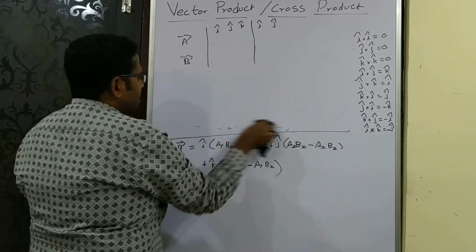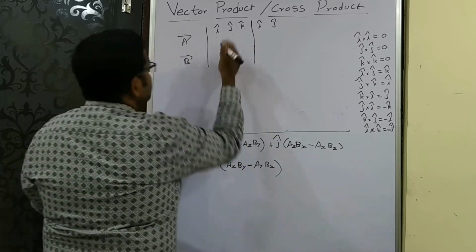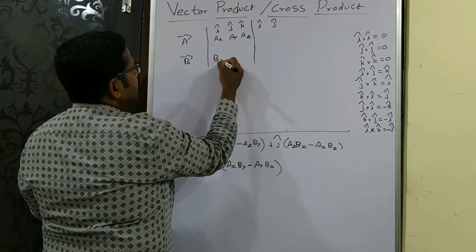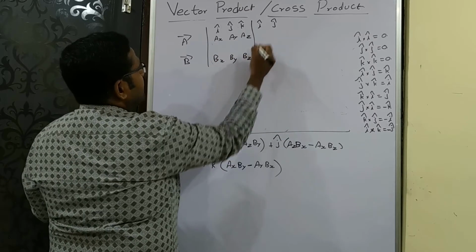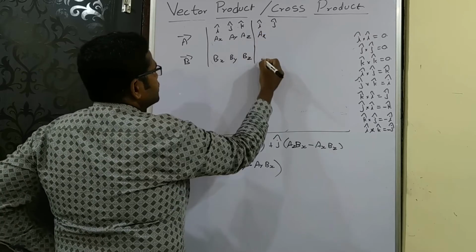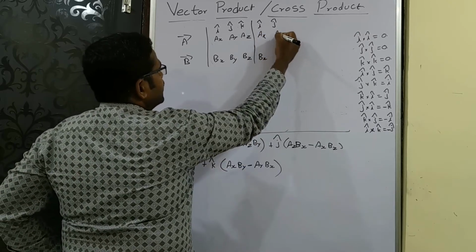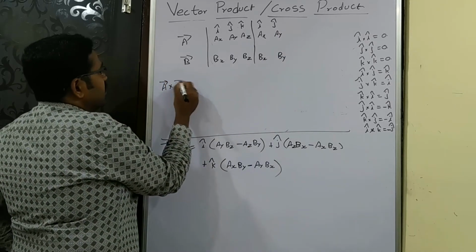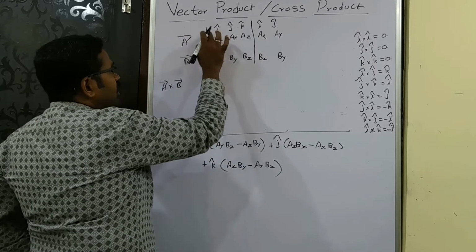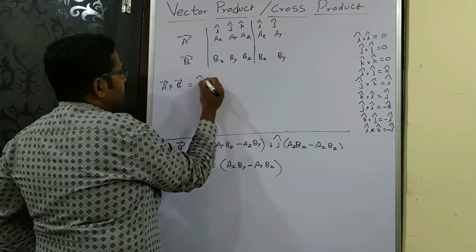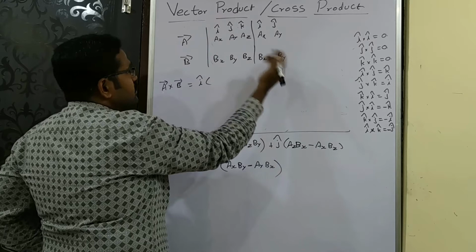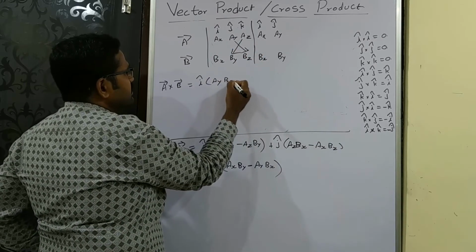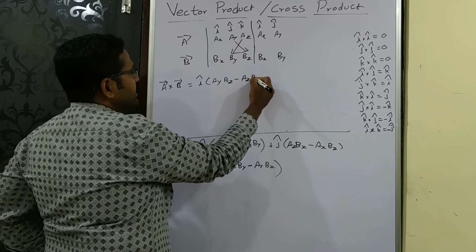So what are the XYZ components here? This is Ax, Ay, Az, Bx, By, Bz. Again I am writing i components Ax, Bx, j components Ay, By, vector A cross vector B. There is no positive, negative, positive. All are positive here. i cap into, leaving this, go to the next level, Ay Bz minus Az By.